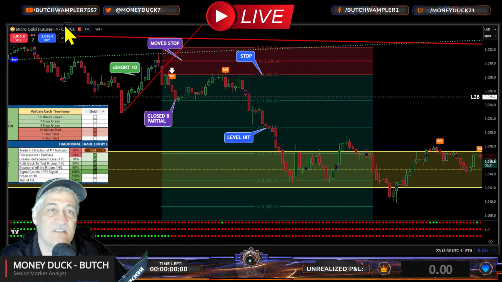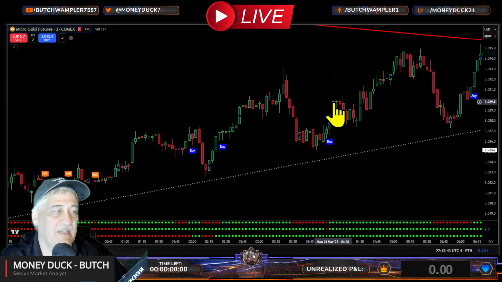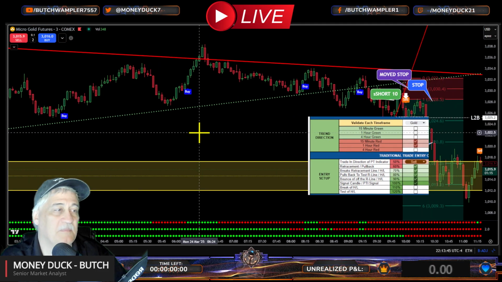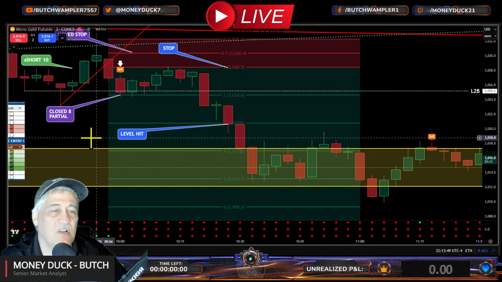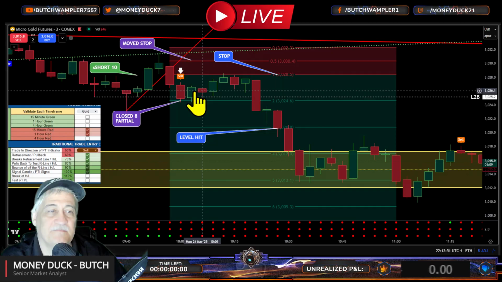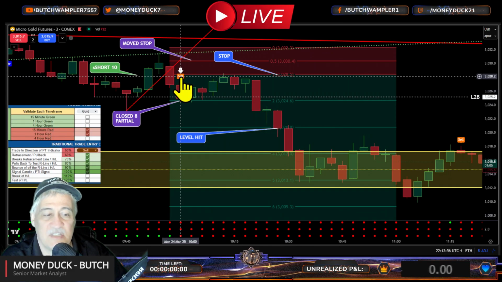Okay, now let's look at what the 3 looks like. If you look at the 3, now I'm going to have to move this over here. So if you look at the 3, sell signal came in the same spot. That sell signal is not going to change.